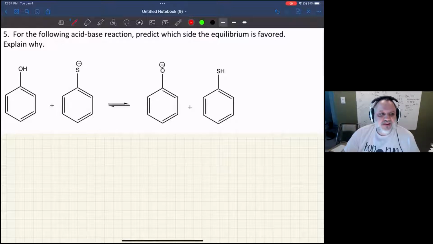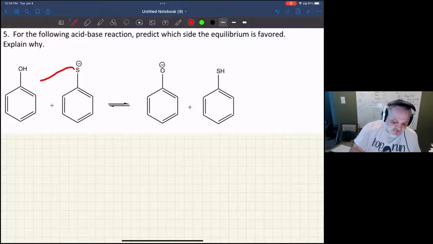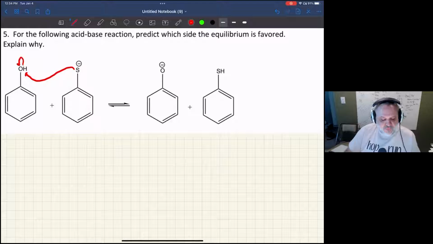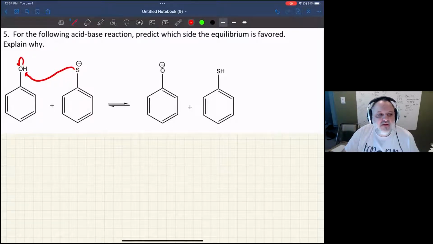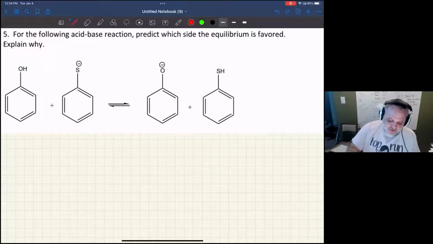So what we have here is a system, an acid-base reaction, where as written, it looks like the negatively charged sulfur grabs the proton off the oxygen, or the other way to think about it in the Bronsted-Lowry definition is that the acidic hydrogen on the oxygen is donated to the sulfur. Either way you look at it, the net effect is the same, but what we want to figure out is: is this reaction product favored or is it reactant favored? That's what we need to know.